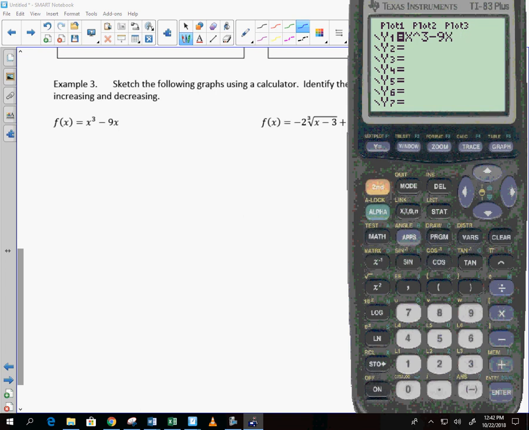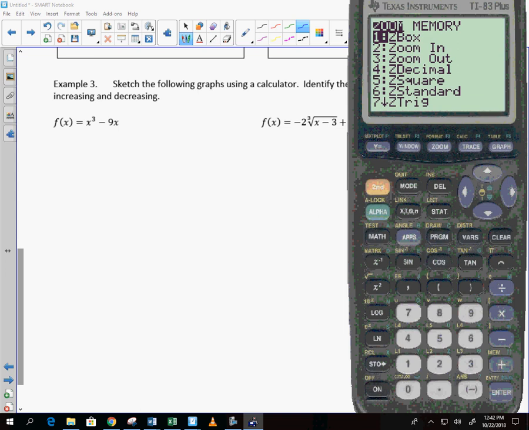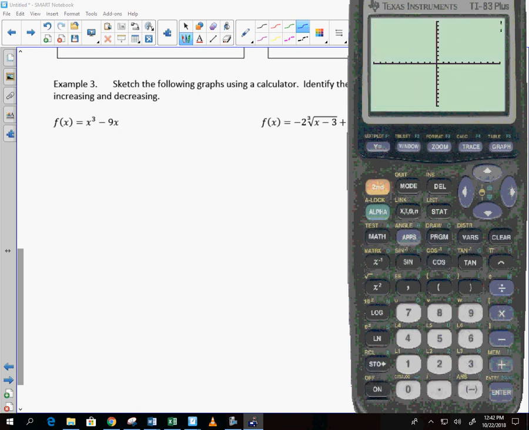If I want to see a standard viewing window at 10 by 10, what do I press? Zoom what? 6. That's going to bring us all to a 10 by 10 window. I'm not particularly a fan of not being able to see the top and the bottom. So if I go to my window, will I adjust the y values or the x values if I want to see the top and bottom? The y values. So instead of going negative 10, I'm going to go down to negative 20. Maybe that will help me see the bottom. Instead of doing positive 10, I'll do positive 20. Maybe that will help me see the top.